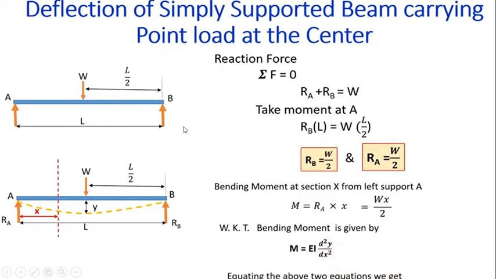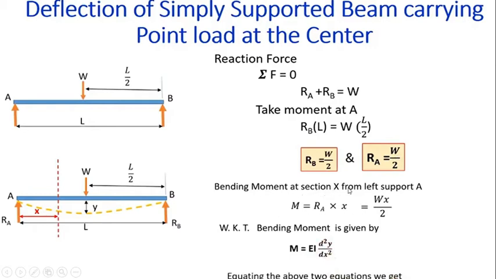So next we can see the relations of a simply supported beam, double integration method. The summation of F is equal to 0, then reaction RA plus RB is equal to W. Take moment at A. RB into L is equal to W into L by 2, that is the distance between A and the load. So RB is equal to W by 2 and RA is equal to W by 2.